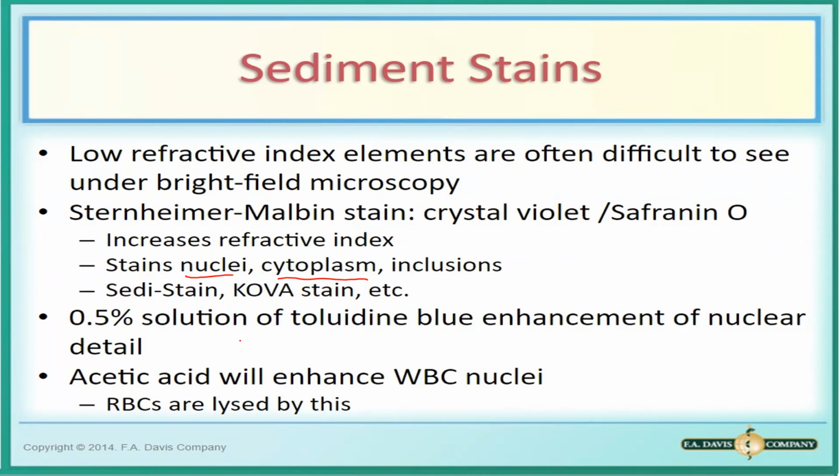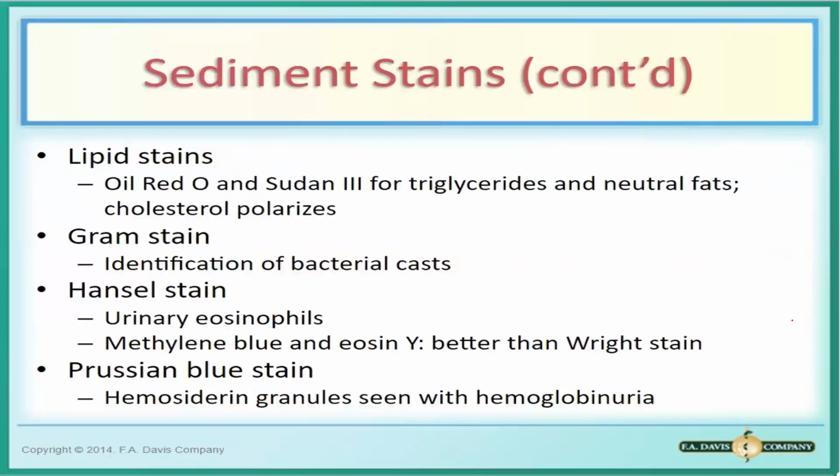Next is acetic acid. Acetic acid is for WBC. It lyses your RBCs, para ang makikita mo lang or mafocus ka sa WBC. Toluidine blue is also for nuclear detail. Lipid stains, we have oil red O and Sudan III. It's for triglycerides and neutral fats.